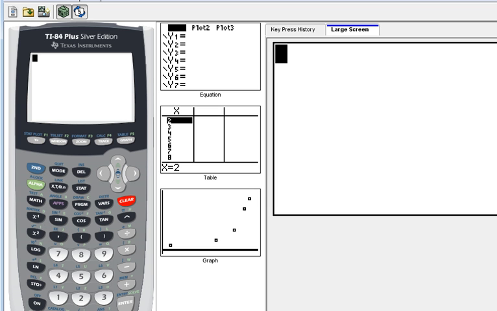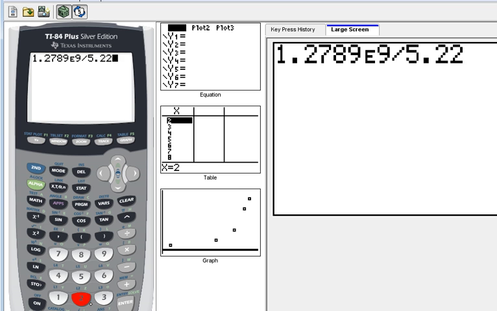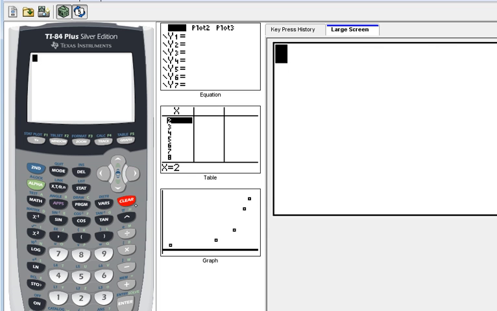Okay? So what I do is I want to type in 1.2789. And then I'm going to go second comma so that I can access that double E. That stands for times 10 to the, and then ninth. Okay? I'm going to divide that number by 5.22. And then second comma. And you know what? I better put this in parentheses. Hang on. That bottom number, I'm going to put in parentheses first. So I'm going to just start over.